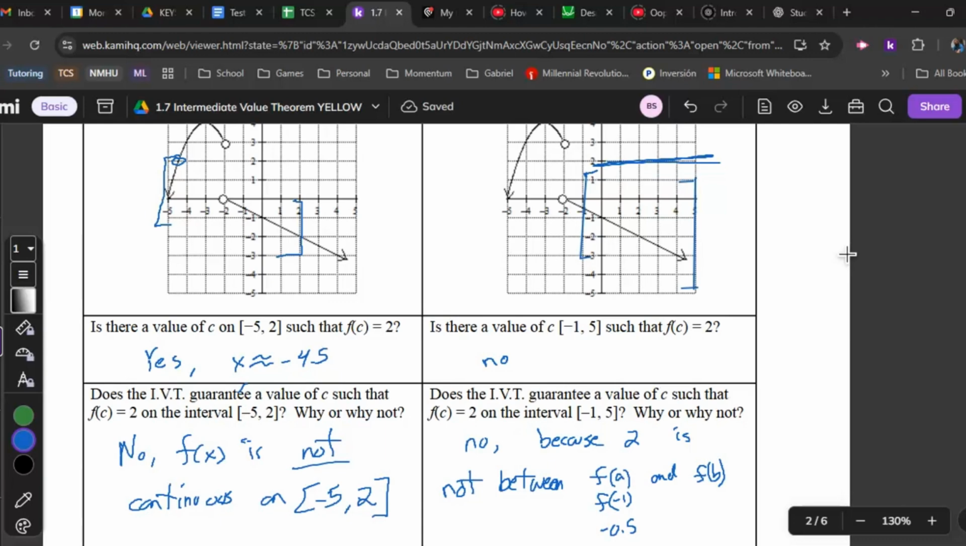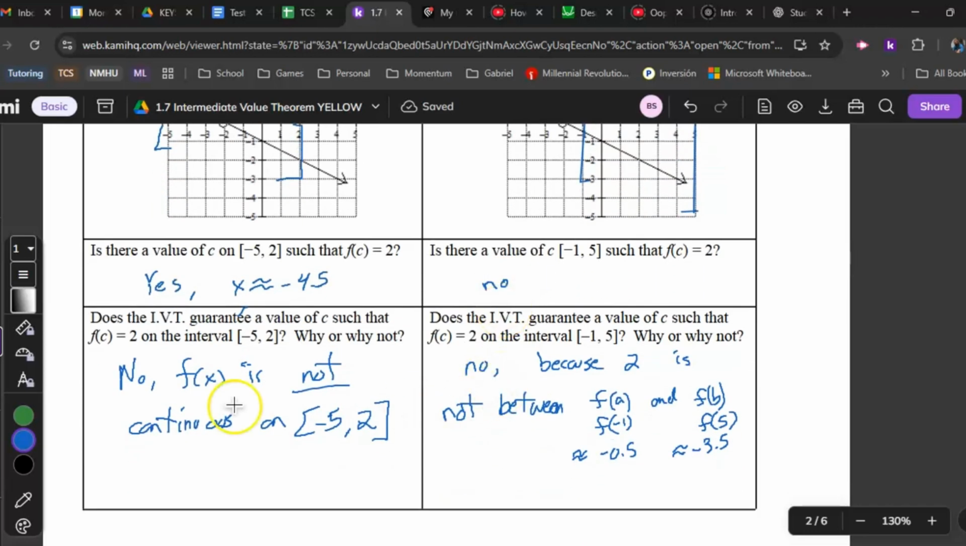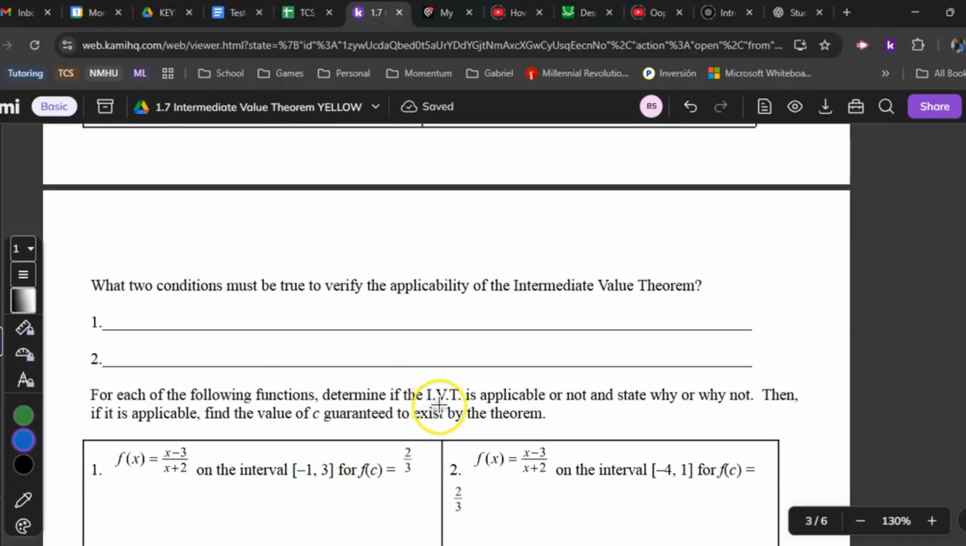And f of b over here, we don't actually have it, but that's going to be f of 5, which looks like, if we extend this, roughly negative 3.5. So the point is, 2 doesn't lie between those. Would you agree? 2 is not between negative 3.5 and negative 0.5. So IVT tells us nothing. Nothing we can do. Oh well. Let's continue, shall we?